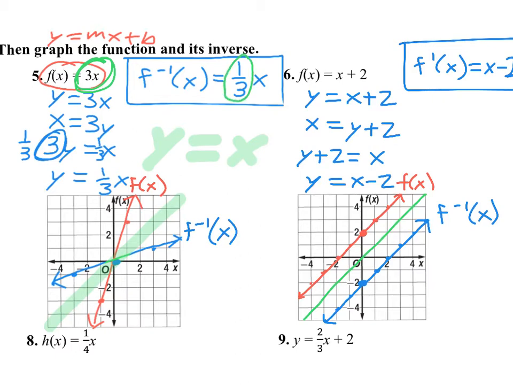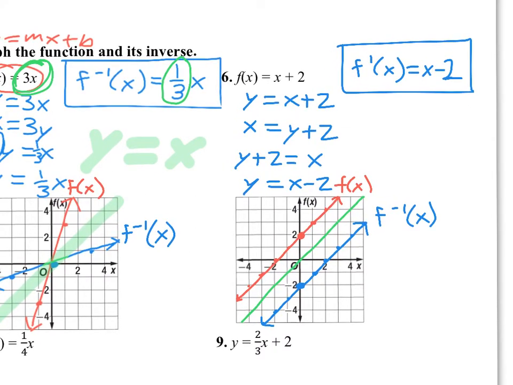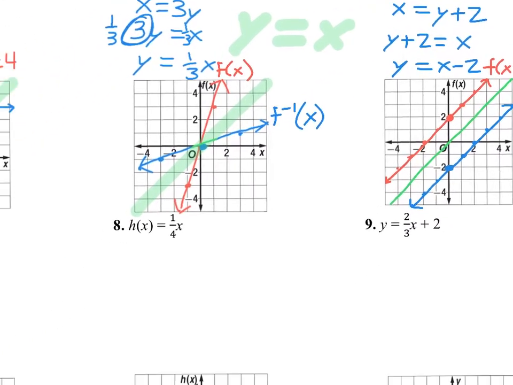Alright, going to number 6. What's the inverse of adding 2 to x? Subtracting 2 from x is the inverse. So this one had x being increased by 2. Over here we have x being decreased by 2. Let's try to apply this shortcut.